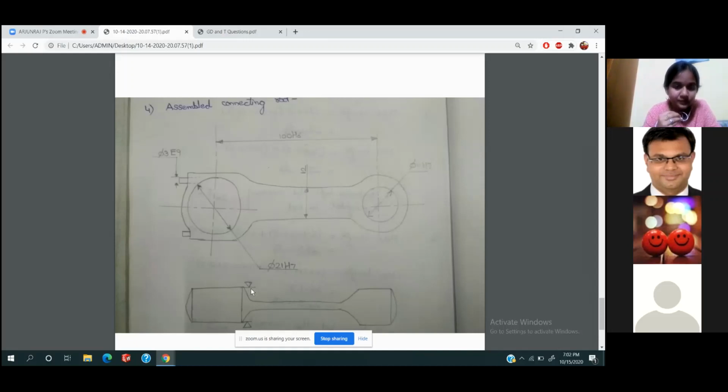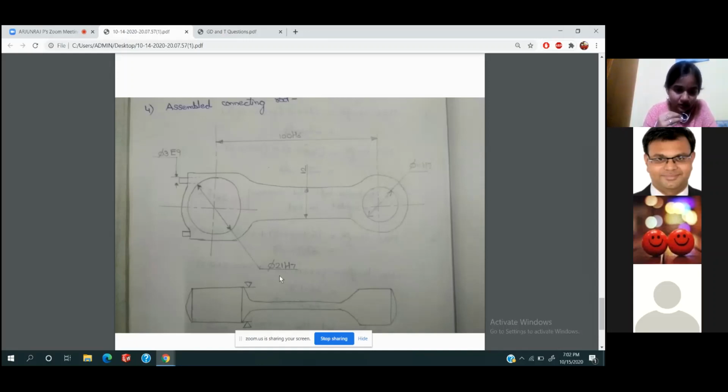So you have the diameter. You can give the position tolerance, like how we gave the position tolerance in the previous example. Similar to that, you have to give the position tolerance here, and you also have the cylindricity here. Circularity comes into the picture here. Even the cylindricity also comes here.